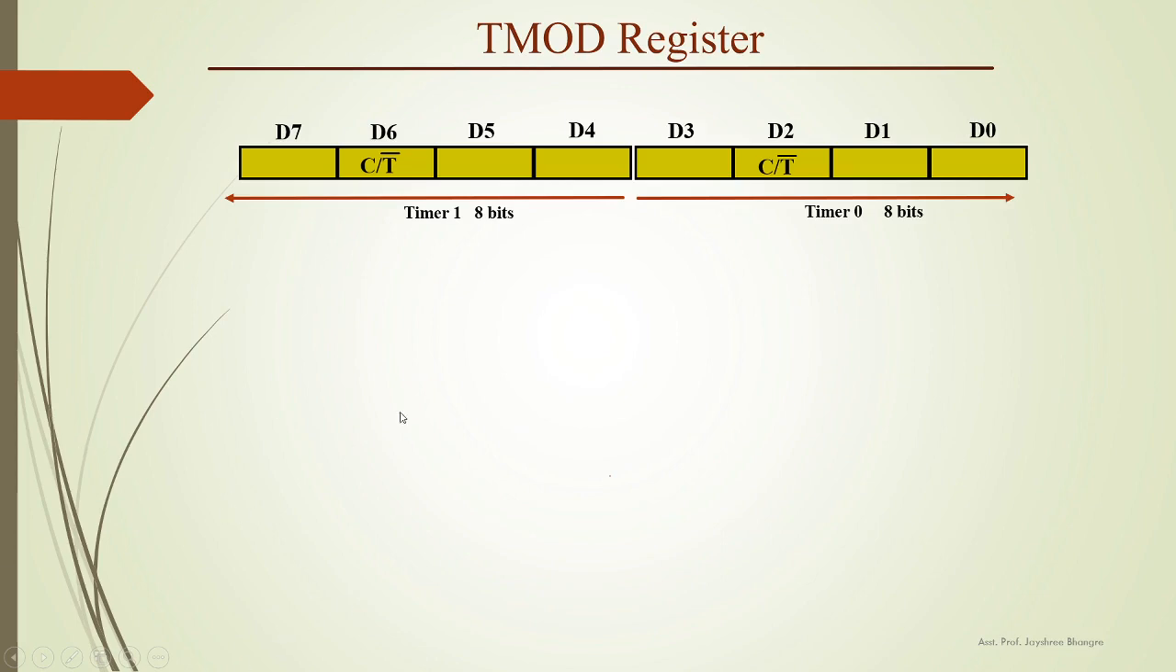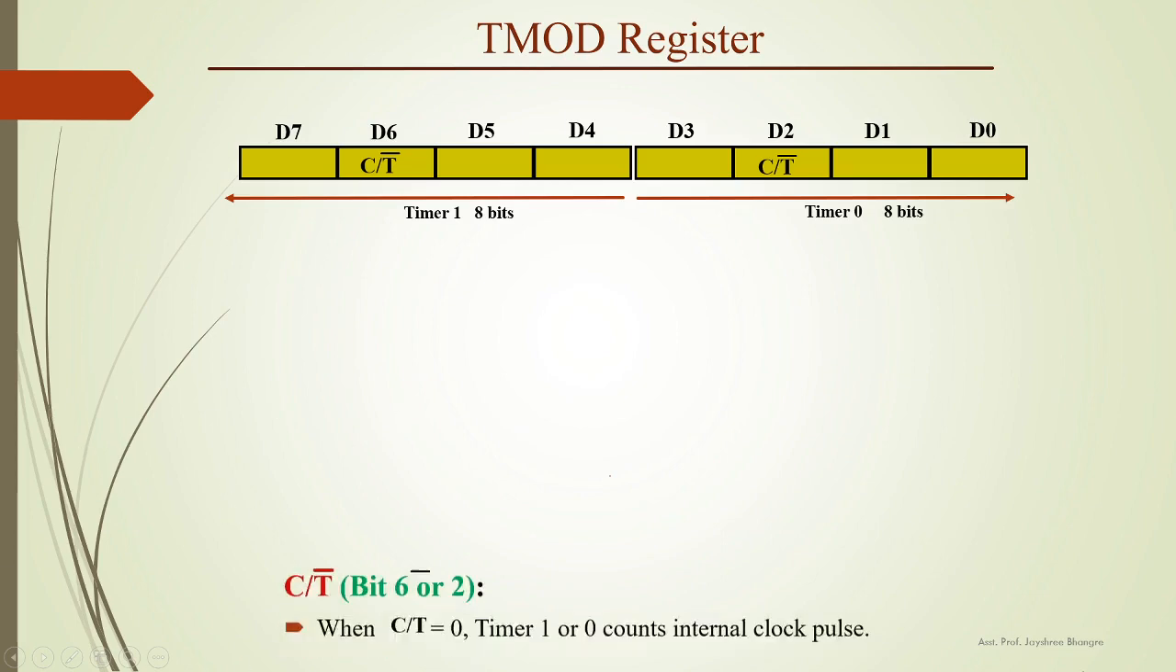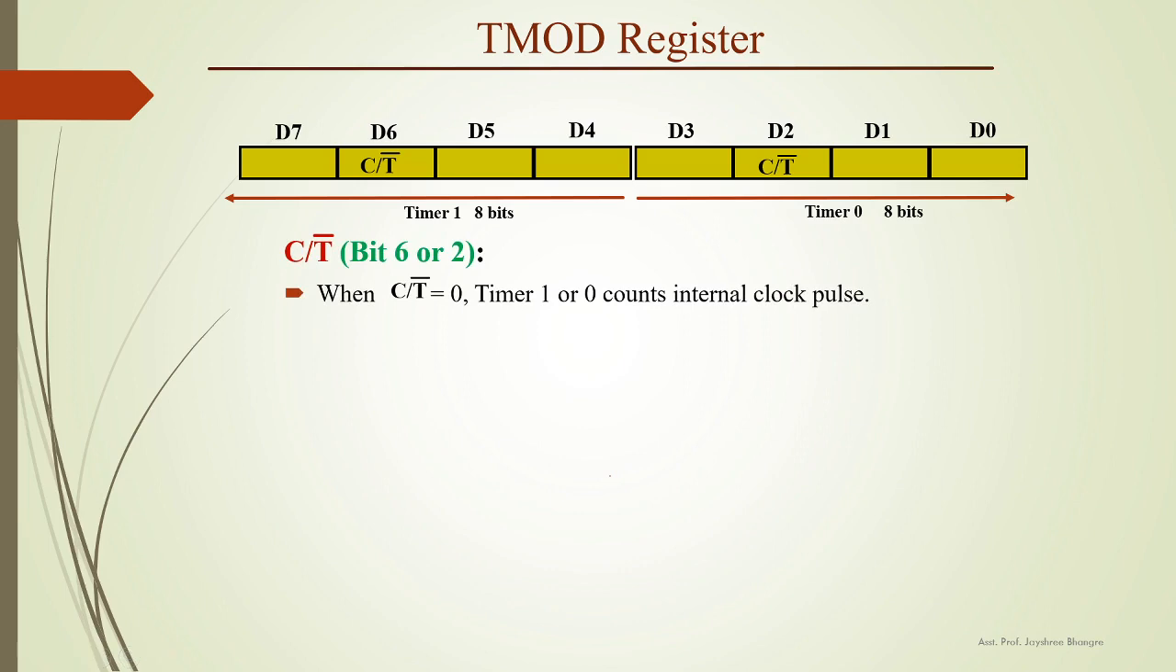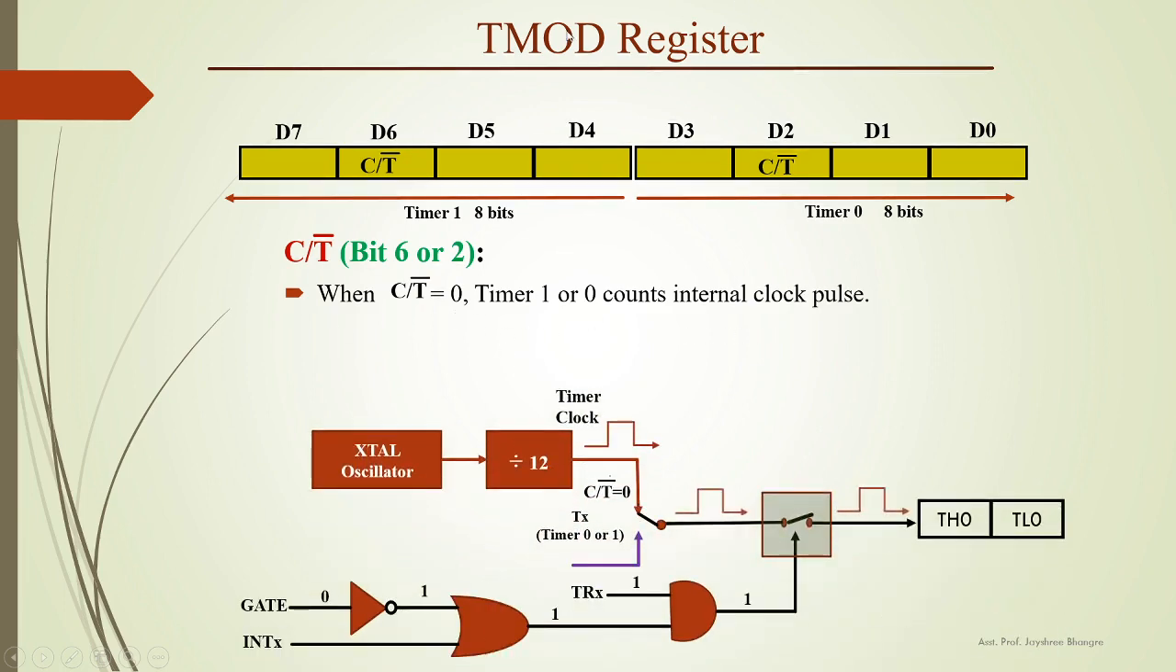The next bit of the TMOD register is C/T bar. That means the timer can be used as a timer or a counter. When this bit is 0, timer 1 or 0 counts the internal clock pulses. This is nothing but the crystal oscillator, that means the CPU clock. And this is the structure.